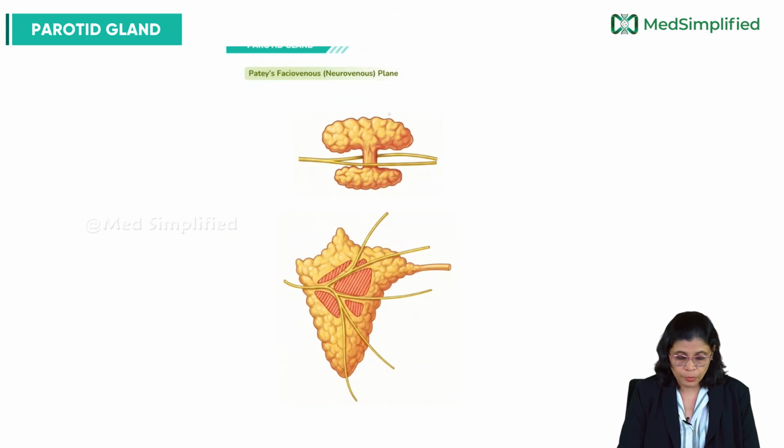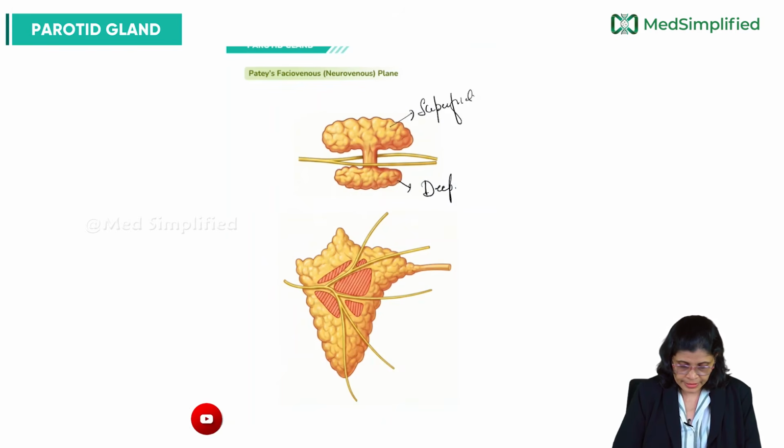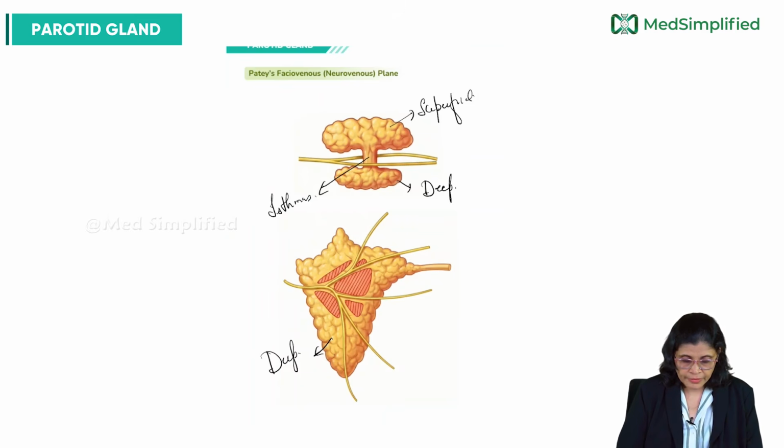One is a larger lobe, which is the superficial, and this will be the deep lobe. So when we see here, this will be the deep part, the deep lobe, and this portion here is the isthmus, where the facial nerve will be passing. When we take a section and see, the gland will appear like a dumbbell shape, with the larger superficial part and a smaller deep part with the isthmus in between.